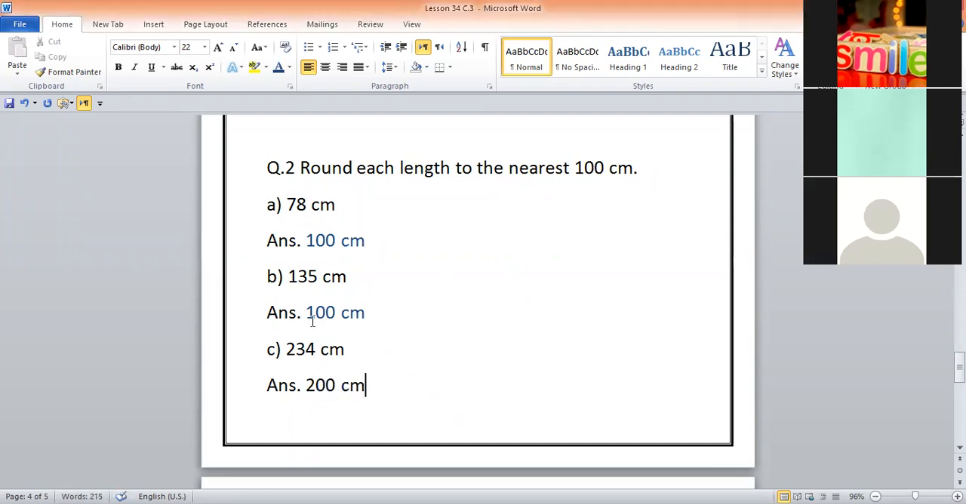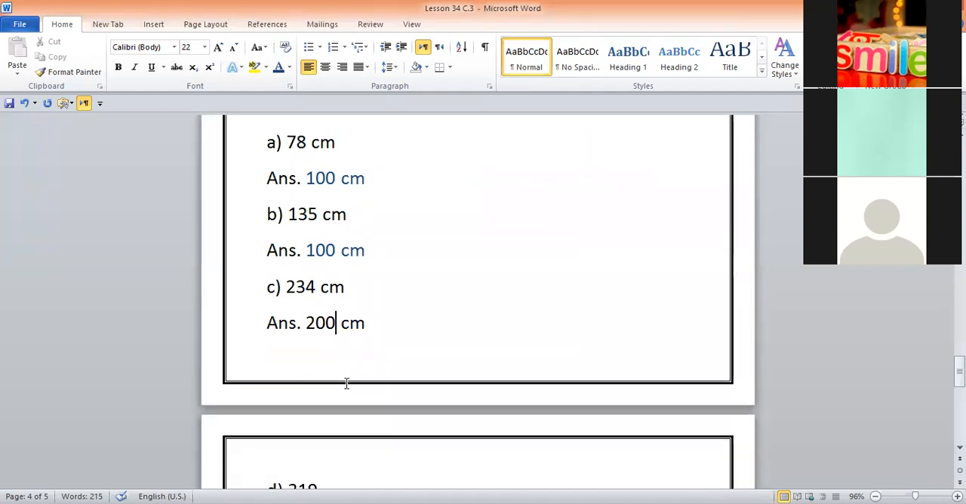Why 200 centimeter? Because you check the number in the tens place. That is 3. 3 is less than 5. No need to add 1 to the 2. And you know, whenever you round off to the nearest 100, the last 2 digits will always be 0. That's why it is 200. If it is 254, then 5 or greater than 5, I need to add 1 in the hundreds, so it will become 300. Okay.